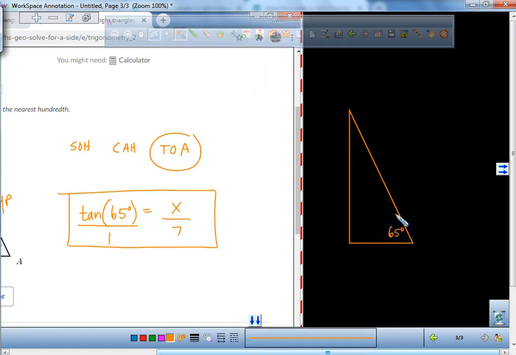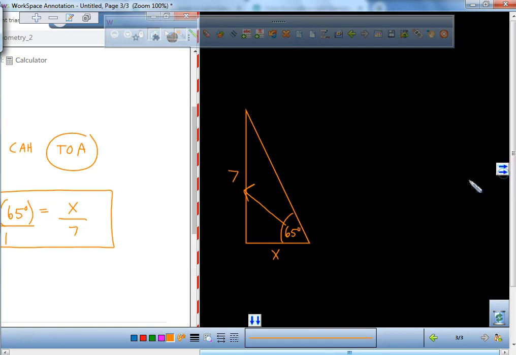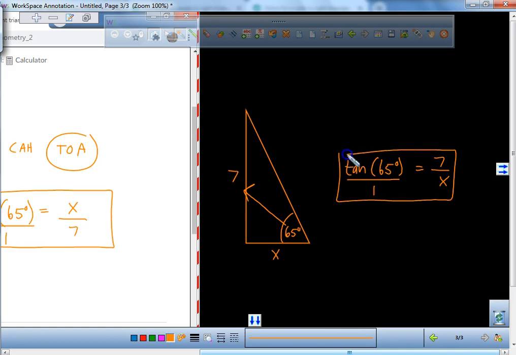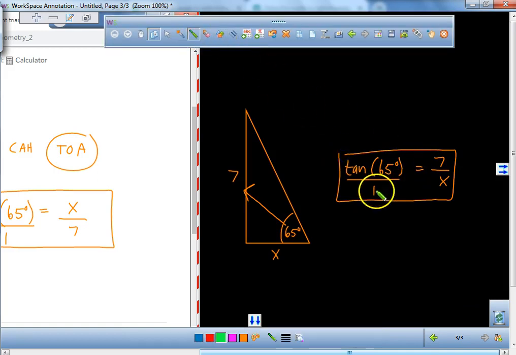The same triangle, that was 65, but this time the x was right here and the 7 was right there. Could we still use tangent? We could still use tangent, but the tangent of 65 degrees this time would equal what? 7 over x instead of x over 7. So what happens when you get this scenario? When you get this scenario, then you have to go one extra step.